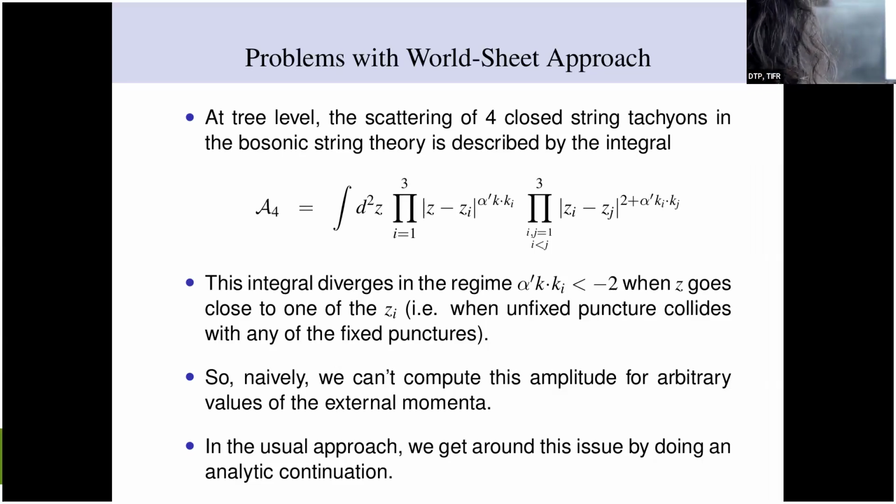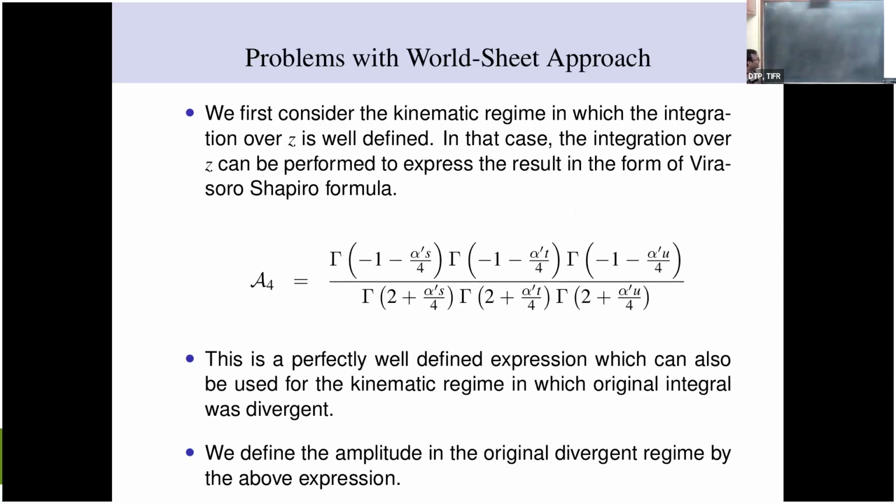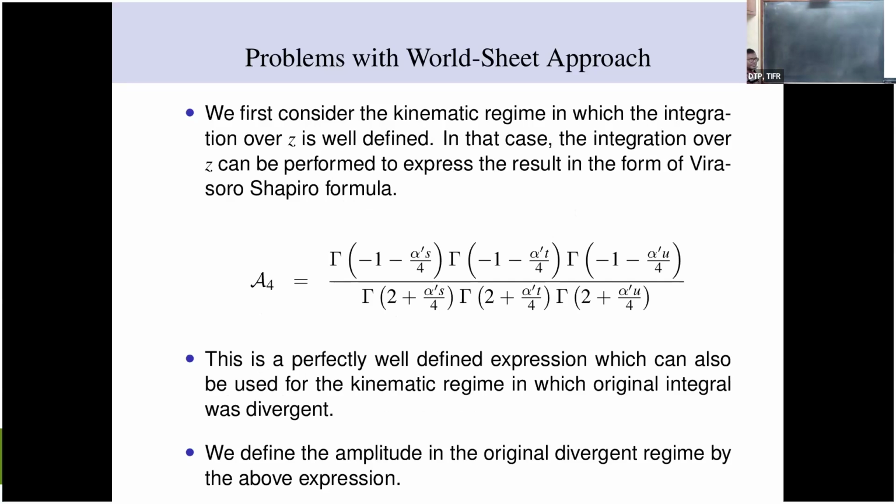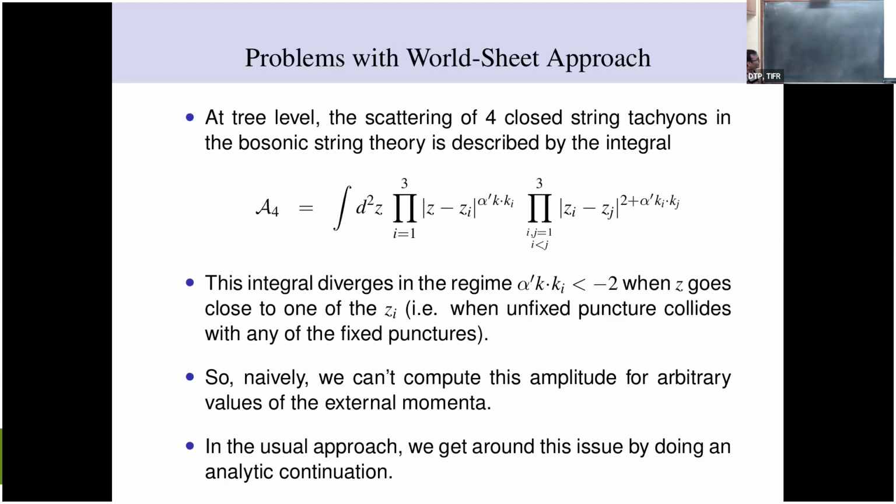So in the usual approach, we get around this issue by doing some analytic continuation. So we first consider the kinematic regime in which the integration over z is well defined. So you consider alpha prime k dot k_i greater than, say, -2. So this would also diverge when it's less than zero, right? Yeah, less than zero. No, it would be an integrable singularity. Sorry, dx by x to the power alpha. Oh yeah, it only diverges when alpha is greater than... The d^2z is z dz r dr.